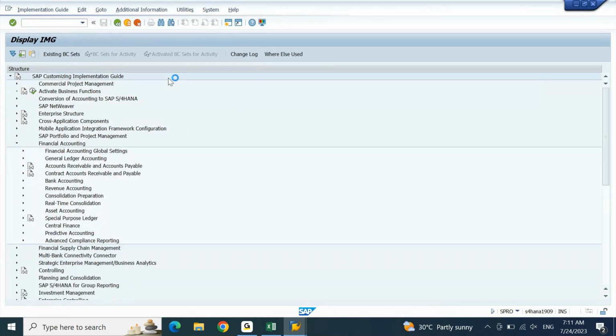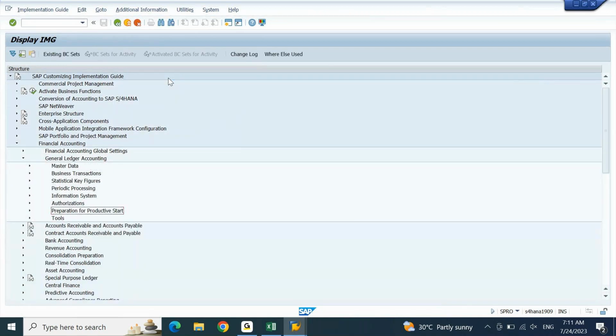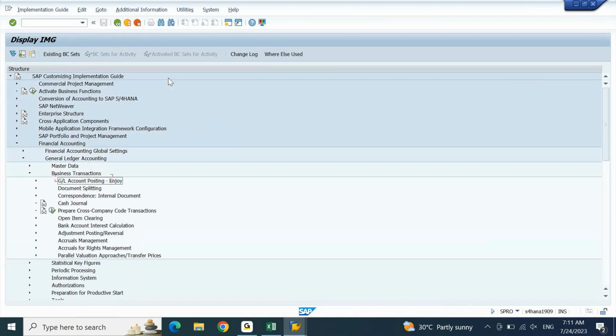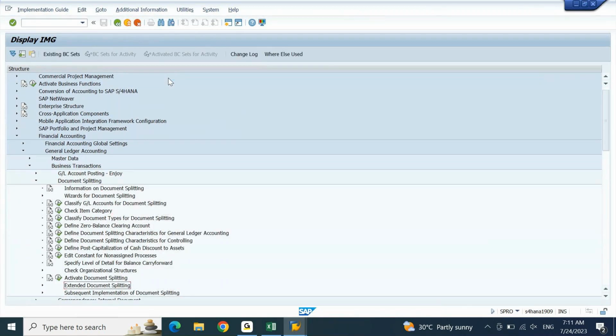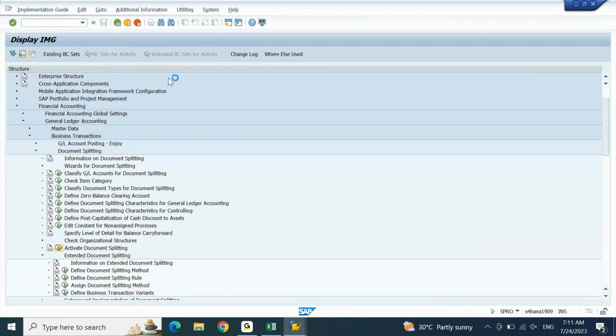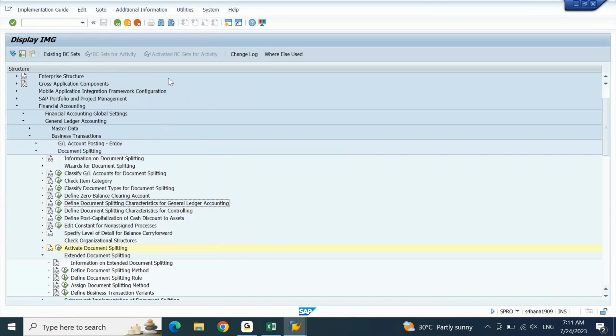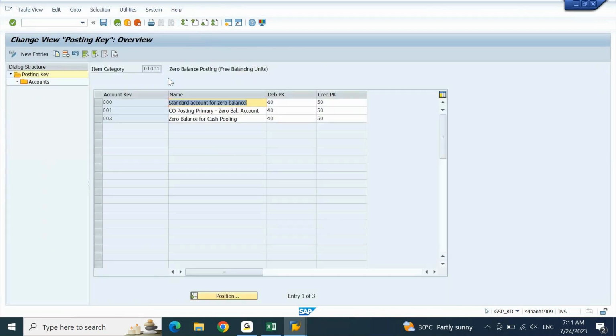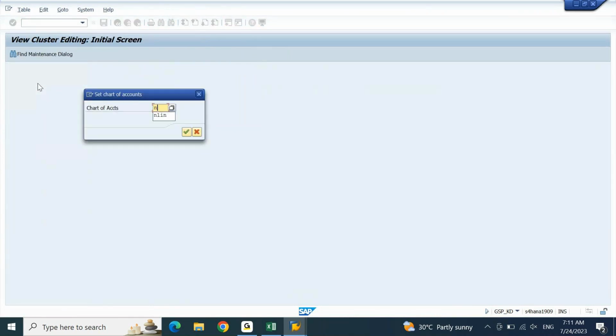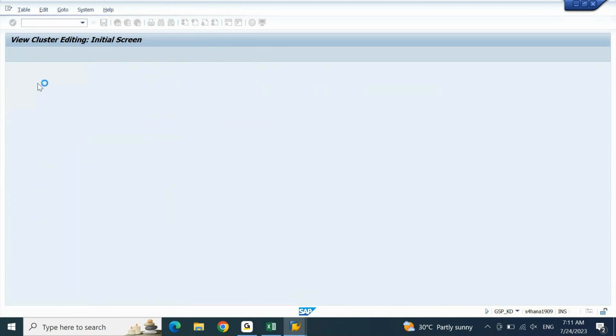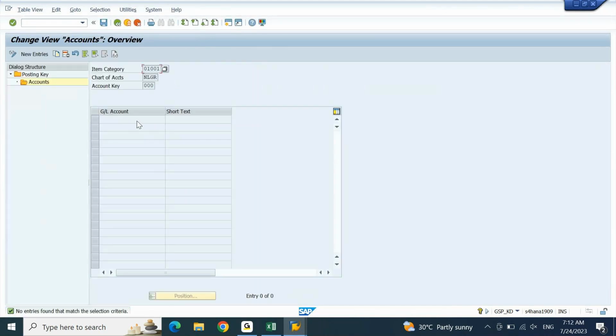You need to look at the splitting if there are any modifications in it. If your splitting is active, zero balance clearing account, NLGR, what is it? Chart of accounts. NL, yes sir, NLGR. You update this account here.